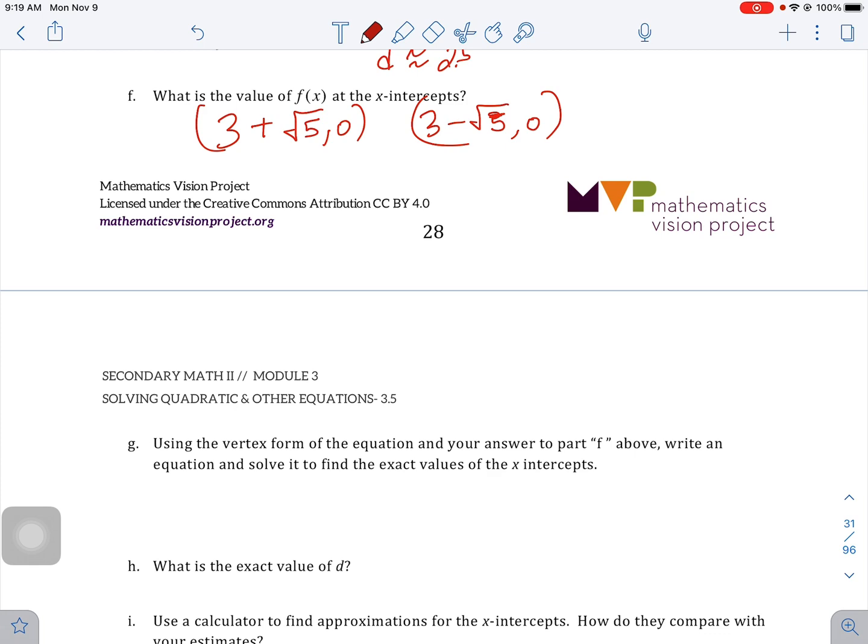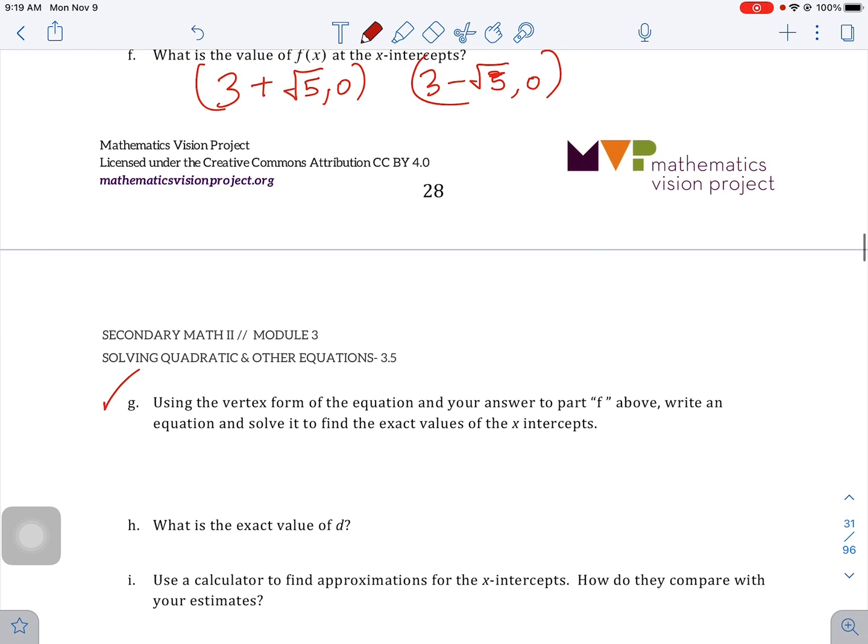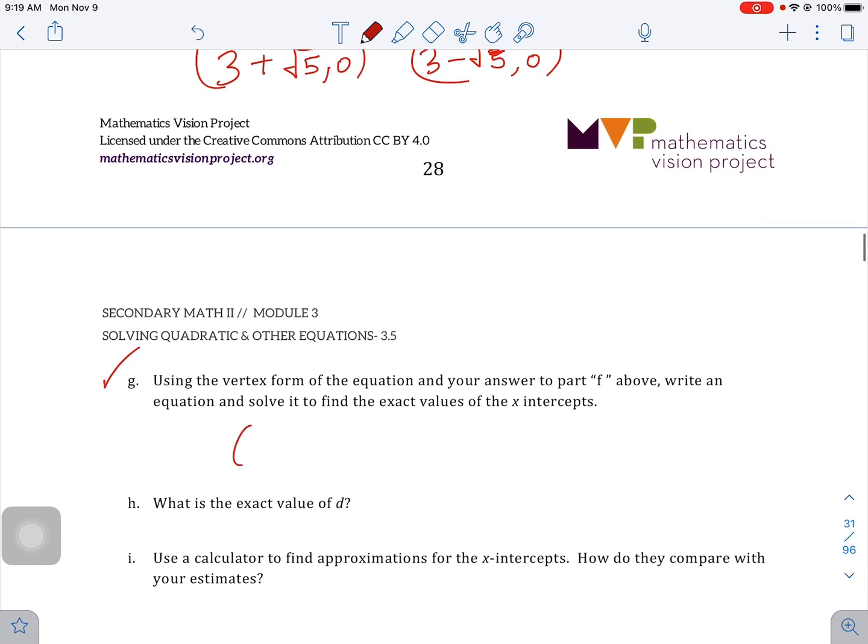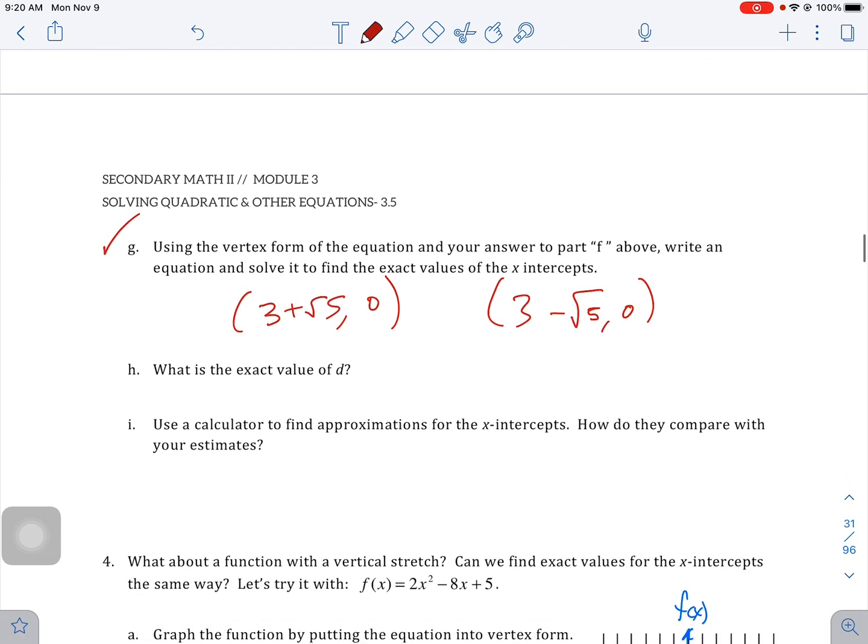That's actually what we did. We found the exact values. So it was 3 plus the square root of 5, and it was 3 minus the square root of 5. Okay, so the exact value of d is the square root of 5. And then you could go ahead and use a calculator.